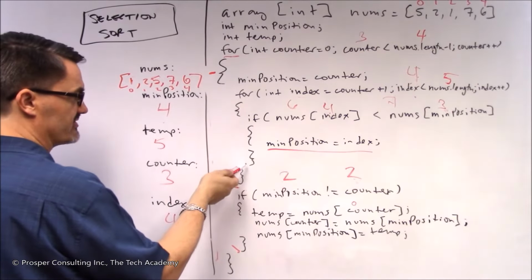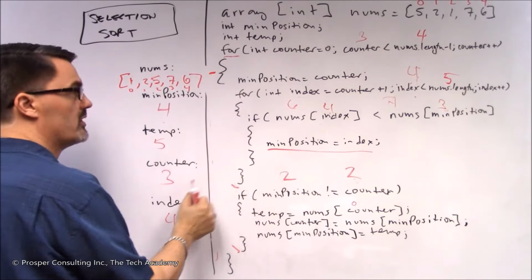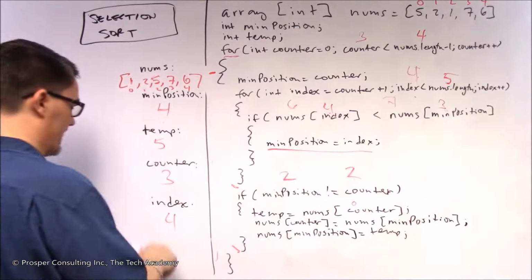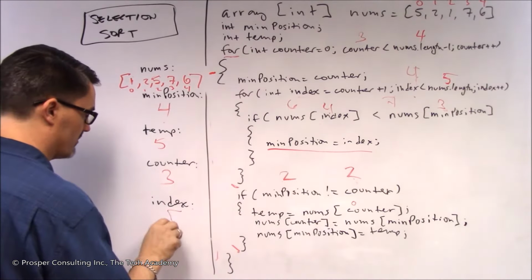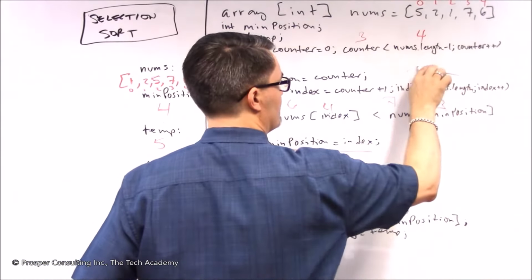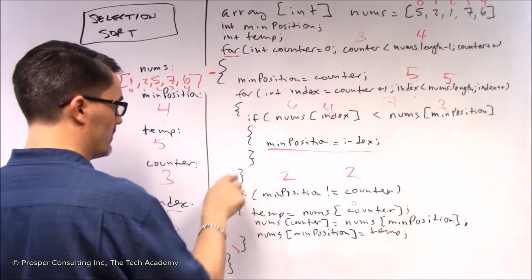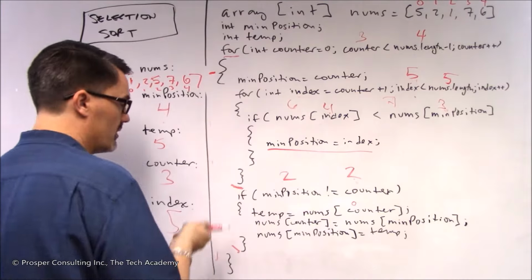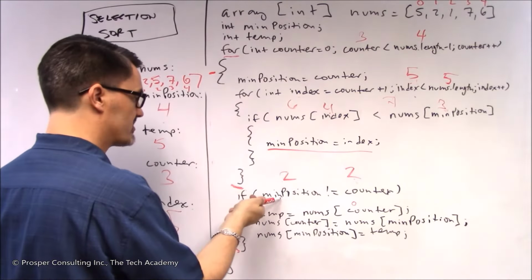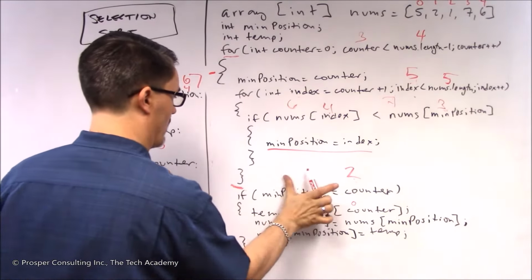We're done executing that if statement. We're done with another time through the loop. So we go and we increment index. Index goes from 4 to 5. Check our conditional. Is 5 less than 5? Not today. So we're done executing this for loop. Now we're down here outside of that loop. And we continue with this if statement. What's the value of min position? It's 4 right now. Good.